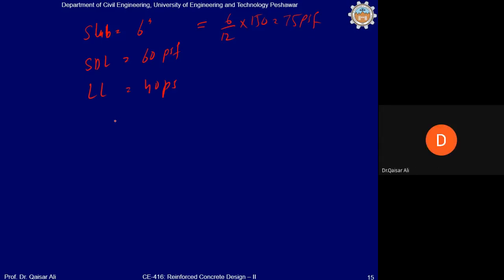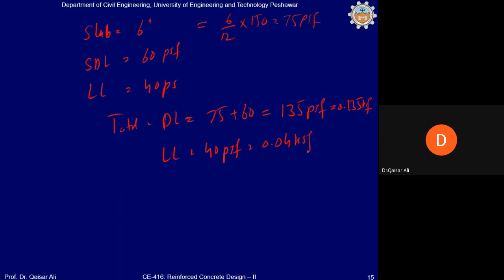Okay. So what will be the total dead load? Total dead load will be equal to 75 plus 60, which is equal to 135 psf, or pound per square foot, or 0.135 ksf, that is kip per square foot. Okay. Similarly, live load is equal to 40 psf, or it is equal to 0.04 ksf, kip per square foot.